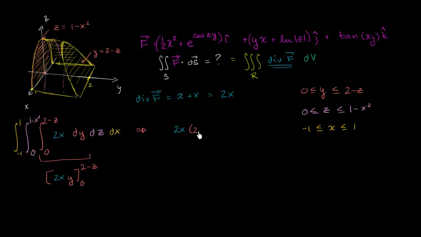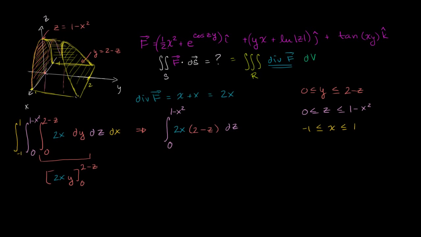2x times 2 minus z. And actually, I'll just leave it like that. And then we're going to integrate this with respect to z. We're going to integrate this with respect to z. And that's going to go from 0 to 1 minus x squared. And we have our dz there.